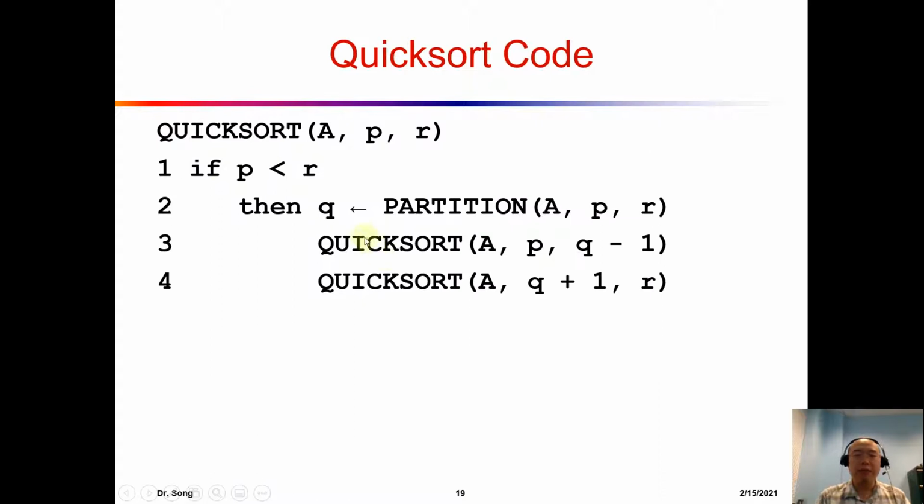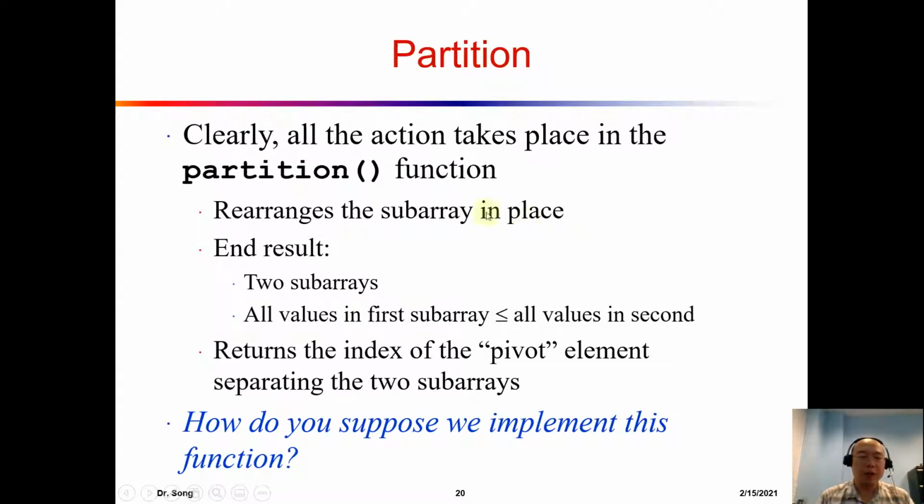And that pivot will be the index of that pivot, the Q, and that Q will be returned from the partition. Okay, so this is our goal. We want to have two subarrays. And for the size of the subarrays, ideally we want them to be 50% of all the values. But in reality, it can't be done.